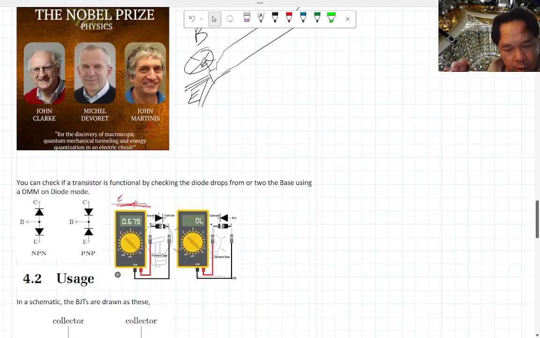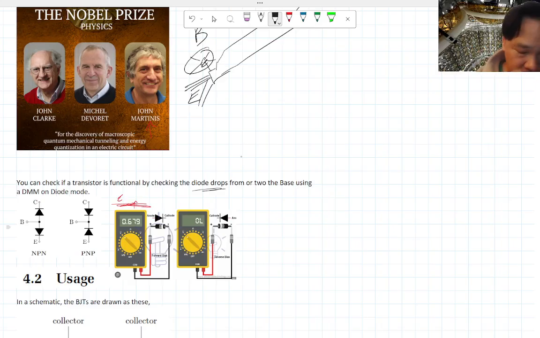Since a transistor is basically two diodes sandwiched together, you can actually check the diode drop if you want to make sure that your transistor is working, because a lot of times they would burn and you may not even notice. So for an NPN transistor, the base is the p-doped material, the collector and the emitter are the n-doped material. Sorry, I think I said the opposite. The base is the p-doped, and then the collector and emitter are the n-doped.